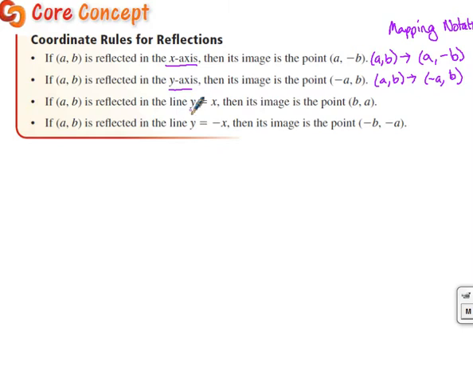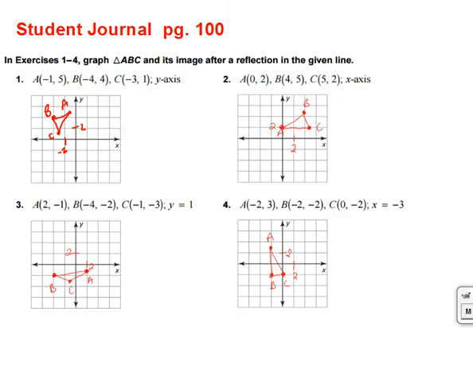And this will make more sense as we actually do problems. If you reflect over the line y equals x, then your point (a, b) simply switches order and becomes (b, a). And if we're reflecting over the line y equals negative x, then our point (a, b) not only switches order, but also changes sign. So let's try using some of these.